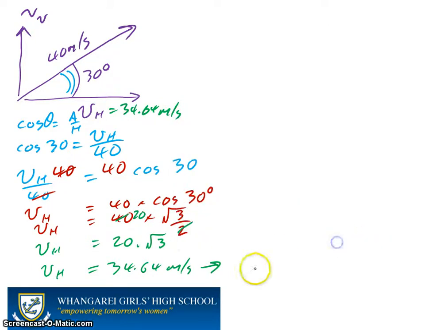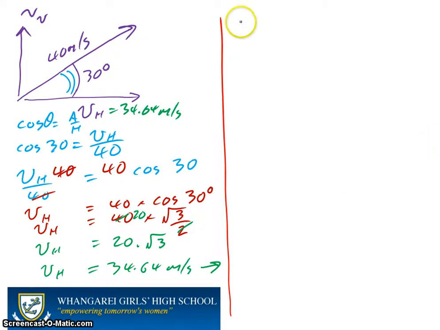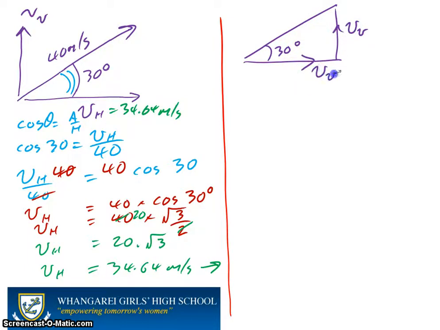Now what I might do is just partition this off a little bit. Now let's do the same sort of process for the vertical velocity. Using fifth form trig, we can redraw this triangle here. That there is 30 degrees. This is the vertical velocity. This is the horizontal velocity. And up here is the hypotenuse, which is 40 meters per second, which is the launch velocity from the human cannonball.